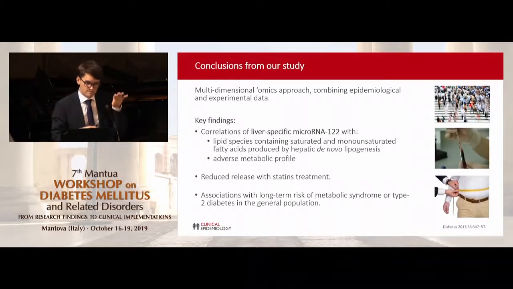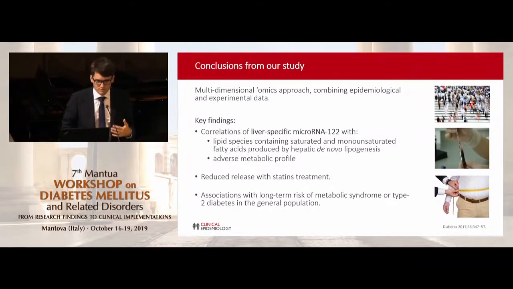So to summarize the findings in this particular study, we used a multidimensional omics approach and combined epidemiological and experimental data. Our key findings from this piece of work are that we find a correlation of the liver-specific microRNA 122 with lipid species that contained saturated and monounsaturated fatty acids that are produced by hepatic de novo lipogenesis. We found also a correlation with an adverse metabolic profile.